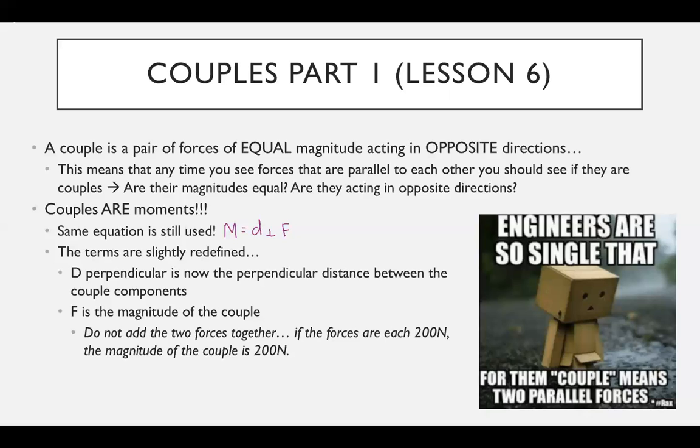And then F is slightly different in that it is the magnitude of the couple. But a lot of people tend to lean towards summing the forces of the couple, right? So there's two forces, but you only take one of the magnitudes. So if the forces are both 200 newtons, then the magnitude of the couple is 200 newtons, not 400. So you don't add the two forces together. And I thought this was hilarious, so I figured I'd add it there.